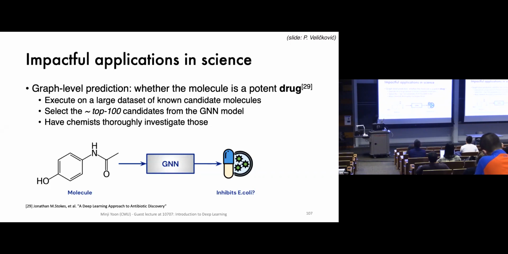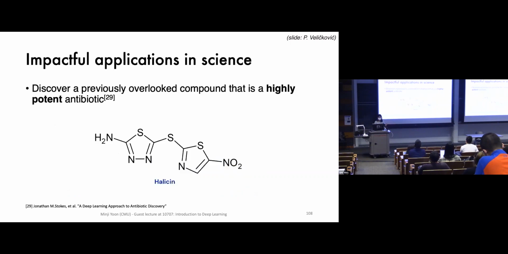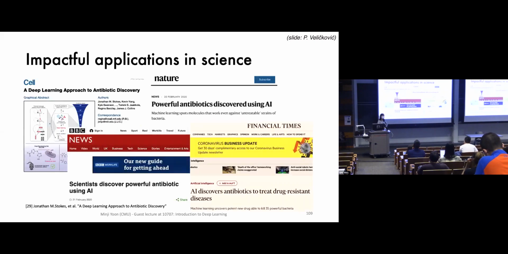And this Cell paper passed these top candidates to chemists, and they investigated whether they could be a drug or not. And actually, this paper found a highly potent antibiotic, which was previously overlooked in the biology field. So this is a groundbreaking discovery, where we solved a hard biology question using GNN. So this aroused huge attention across many media. This was published in Cell, and Nature also talked about it, and the BBC and the Financial Times all talked about it. Here, they say using AI, but actually what they used is GNN. So this made many people pay more attention to GNN.